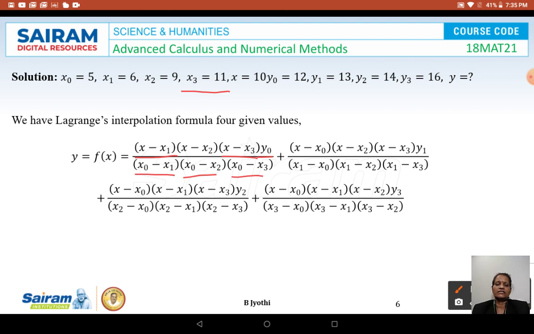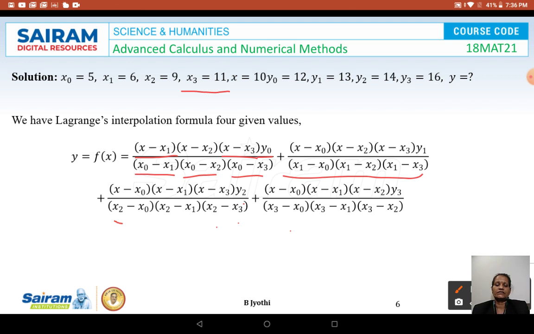And the next term is x minus x0. Here x1 will not be subtracted. So x minus x0, x minus x2, x minus x3 into y1 divided by x1 minus x0, x1 minus x2 and x1 minus x3. The next term will be, we will be omitting the x2 term here. So x minus x0, x minus x1 and x minus x3, and y2 is multiplied, and from x2 all the terms are subtracted. That is x2 minus x0, x2 minus x1 and x2 minus x3.